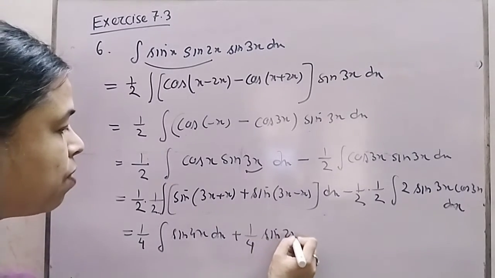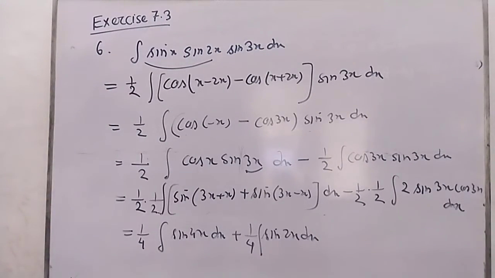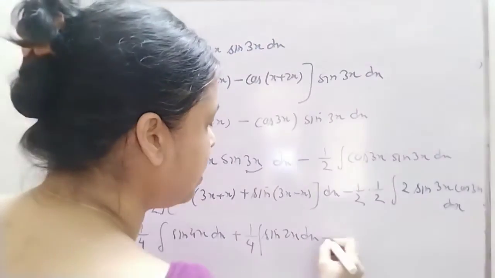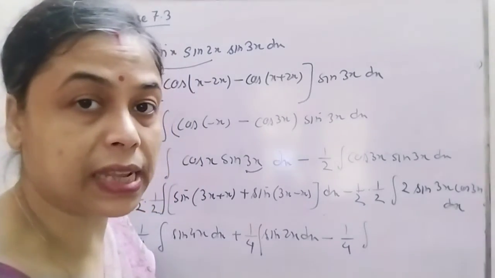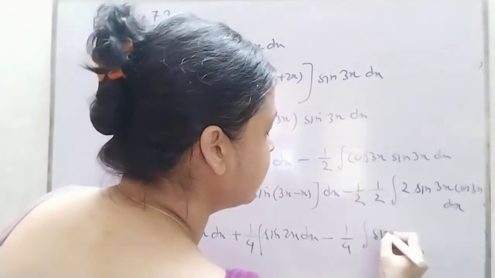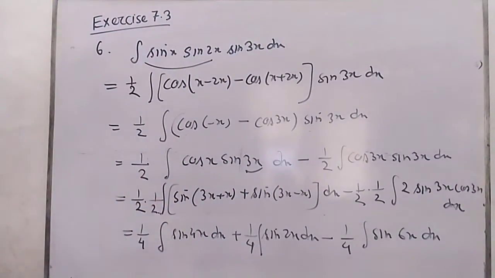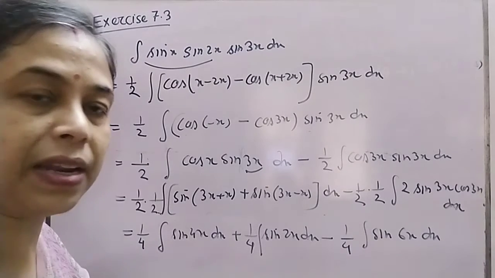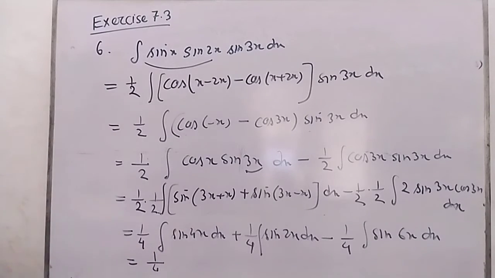Plus 1 by 4 integration of sin 2x dx. Hope you understand these two steps. After that it is minus 1 by 4, and it becomes 2 sin a cos a, that is sin of 2a, so it is sin of 2 times 3a, that is 6x, dx. Now you see all of them are converted to integrable functions, so integrate it. Now on doing the integration, what will I have? Let me write it down above.